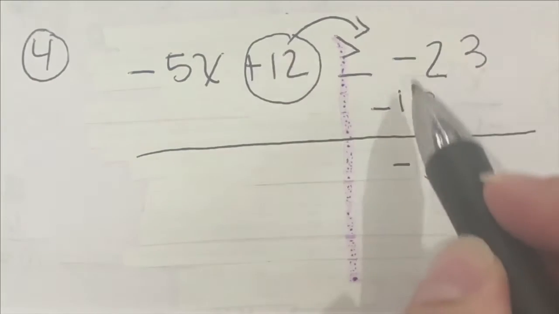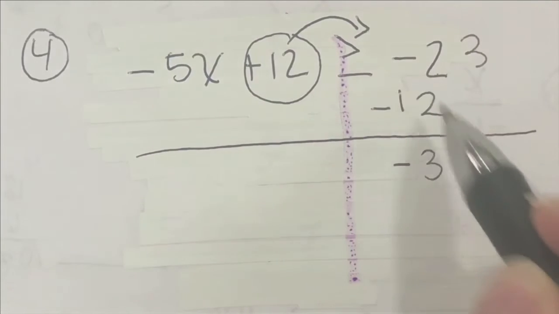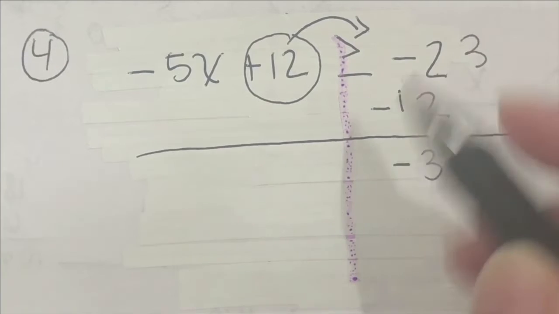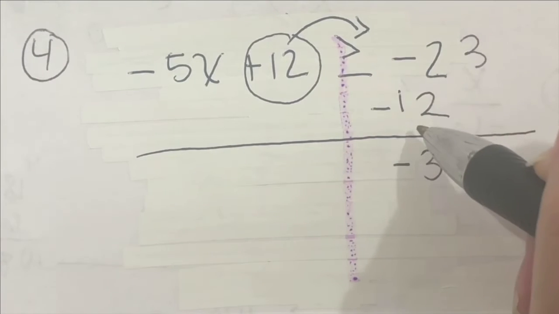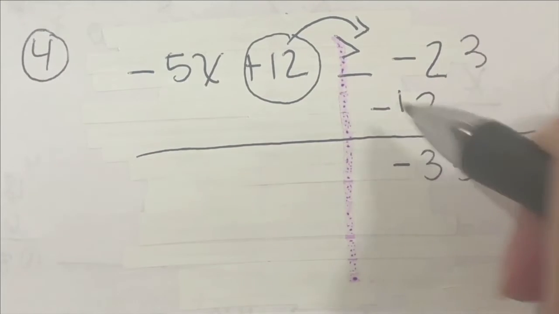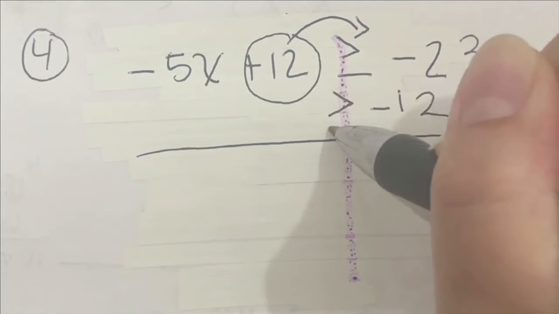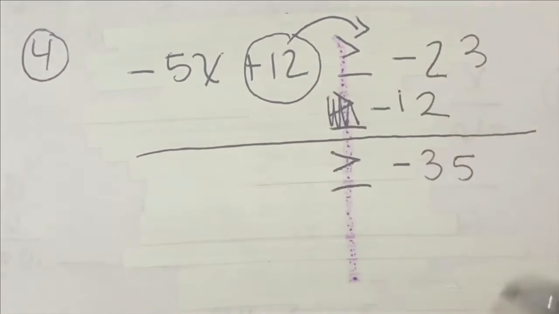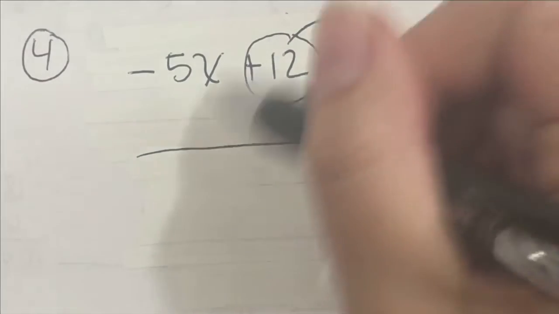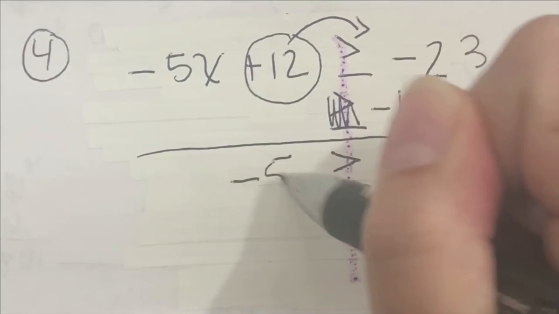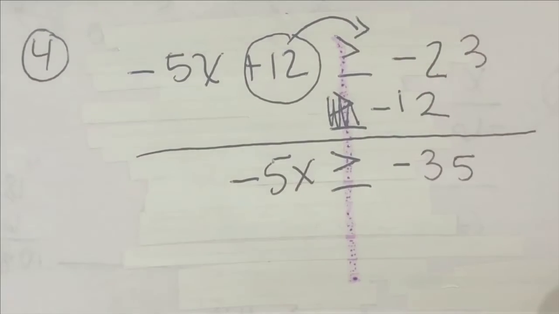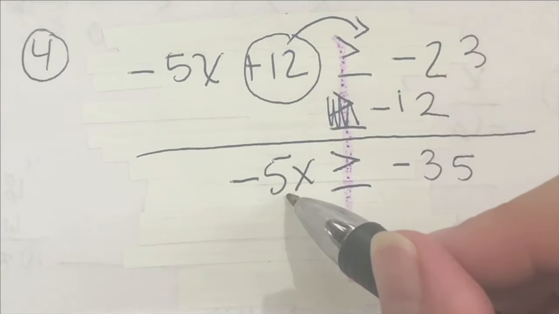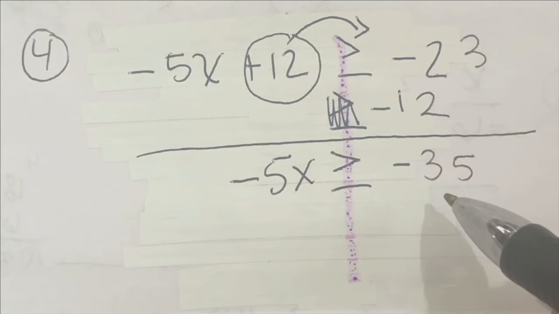Now I just flipped. I didn't multiply or divide. I just moved the positive 12 over here as negative 12. So since I'm not multiplying or dividing, I'm just adding or subtracting, the sign stays the same. Okay, so now all that's left on this side is the negative 5x, and on this side we have negative 35. I'm going to go ahead and divide by negative 5 on both sides.